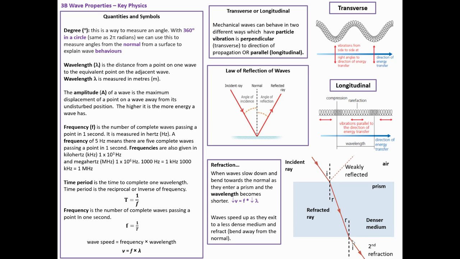Waves will speed up when they exit the less dense medium and they will bend away from the normal, which you can see here. And you've got incident and refracted angles, and then refracted and incident angles. Again, I've put the I there, though it's the R one, but they are the same. That one at the top is the same as that one at the bottom, and that one here is the same as this one here.